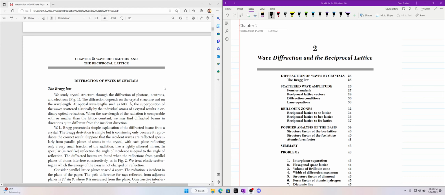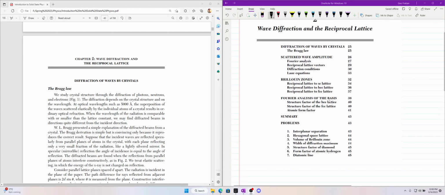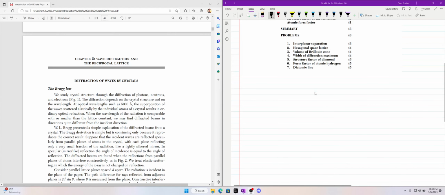We're going to start off with Bragg's law, then getting into scattered wave amplitudes with some Fourier analysis, see how that ties into reciprocal lattice vectors, then get into the conditions needed for diffraction, and then the Laue equations. Then we'll talk about Brillouin zones, and then we're going to do a Fourier analysis of the basis. So let's get started with Bragg's law.